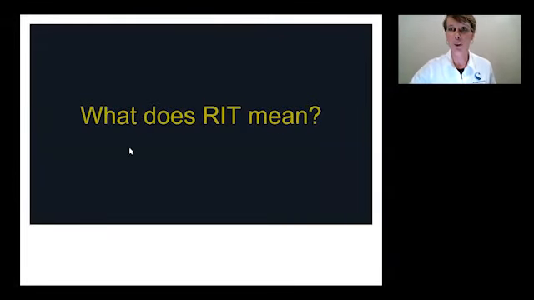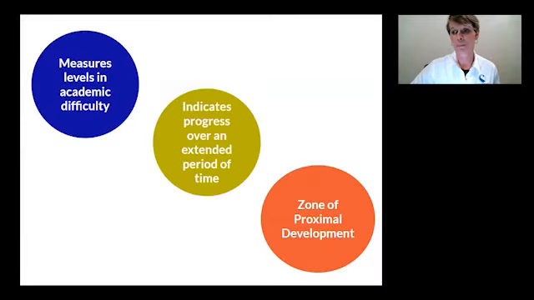So let's look at what RIT means. MAP Growth uses a RIT scale to accurately measure what students know regardless of their grade level. It also measures growth over time. It allows you to track your child's progress throughout the school year and across multiple years. The RIT scale helps to measure and compare academic growth. Specifically, the scale measures levels in academic difficulty.